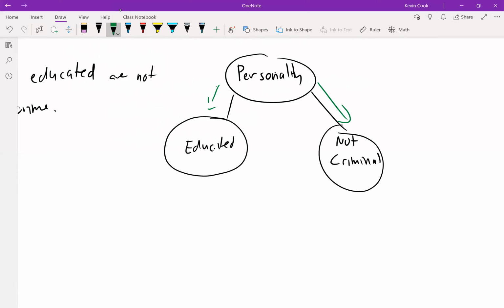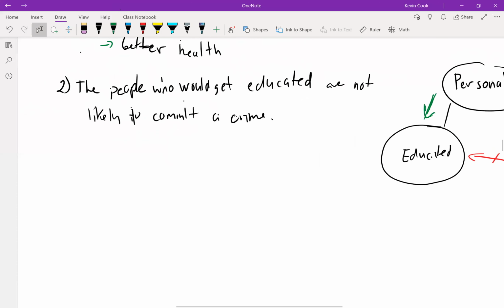But just because I am the type who would go get educated, and I'm the type that says I'm not a criminal, does not necessarily mean that these two are linked. There could be a link, which we'll get to in a second, but it does not necessarily mean that they are linked. So, people who get educated are not likely to commit a crime, again, with or without education.